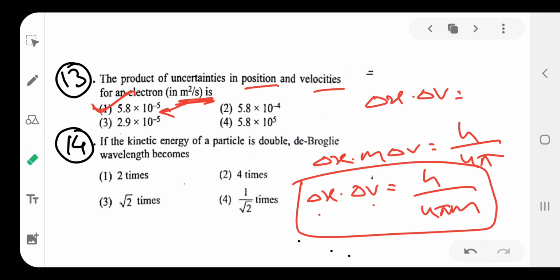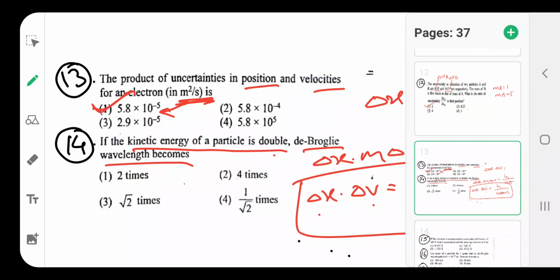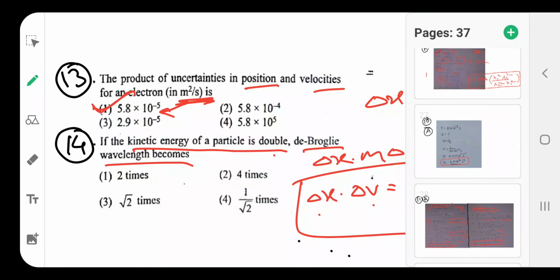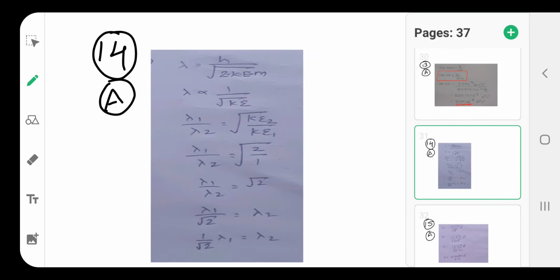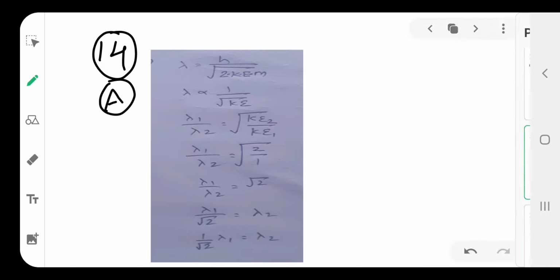Okay, then the next one is: the kinetic energy of a particle is doubled. The de Broglie wavelength will become? So this is the 14th question. Sir, kinetic energy and wavelength relation. Already I gave this equation, the formula also.